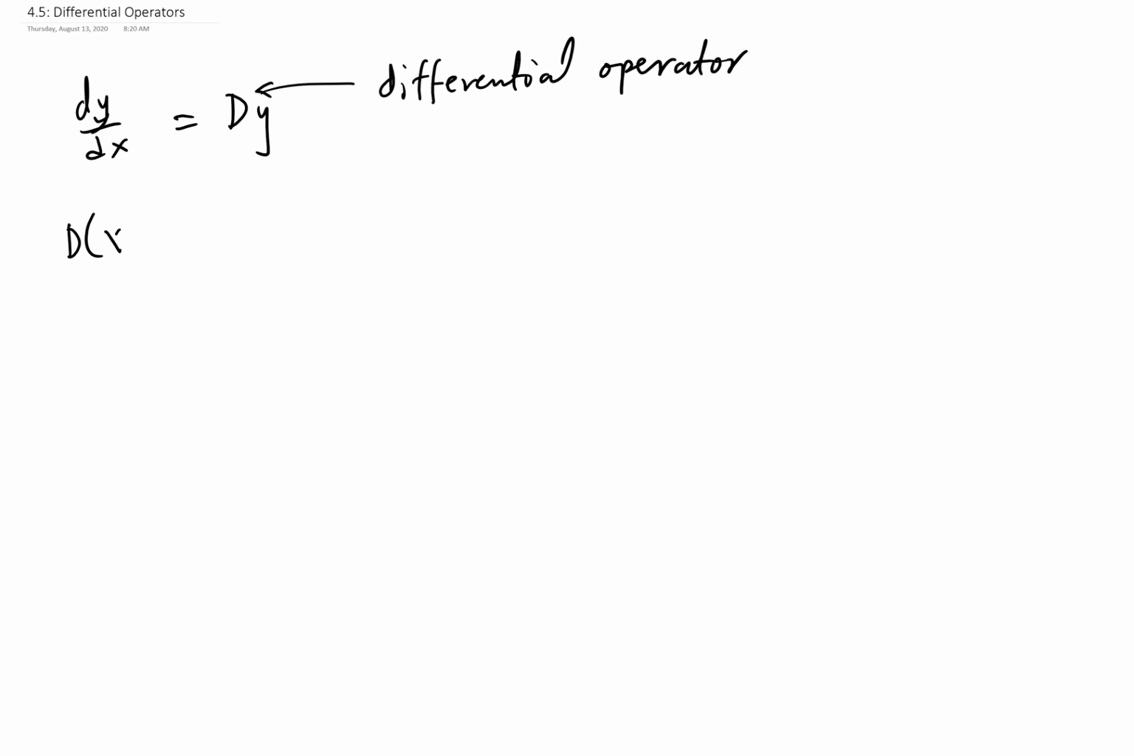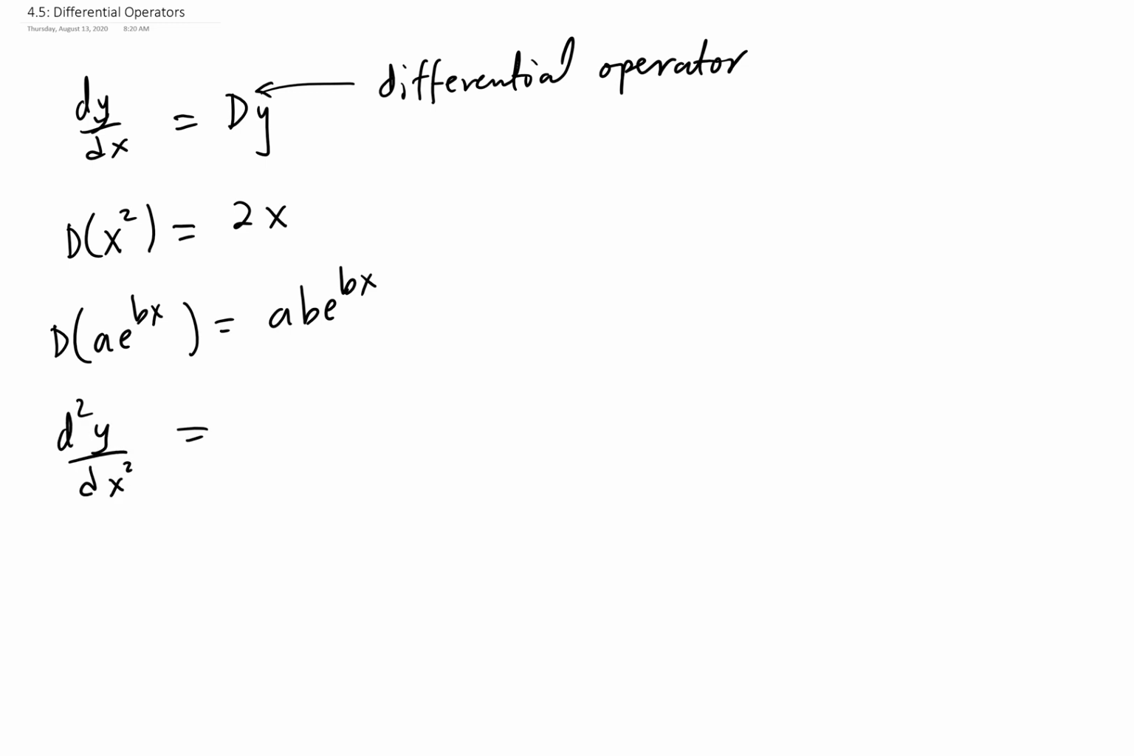If I want to find the derivative of x squared, that would be D of x squared, which is 2x. Another example: the derivative of a e^(bx) would be a b e^(bx). So what the differential operator does is transform a function into a new function. The second derivative of y with respect to x can be rewritten as D squared y, which is D(Dy).